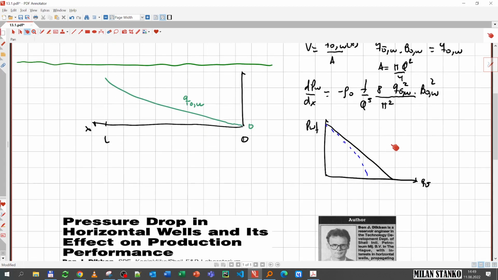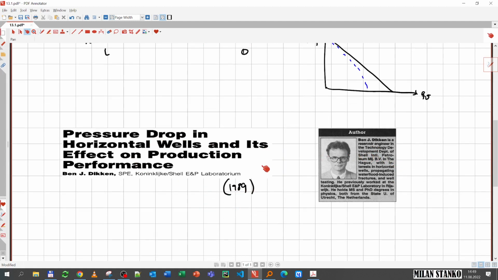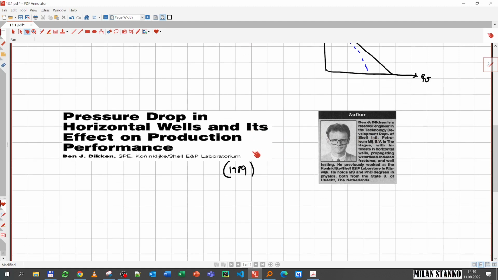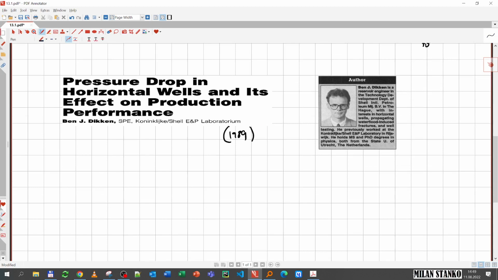So we're going to follow the steps of Ben Dicken, who published this paper in 1989. He was an engineer with Shell, and he came up with this process. He solved it in a different way and with slightly different assumptions, but essentially it's very similar. The other equation we're going to use is mass conservation in the wellbore.